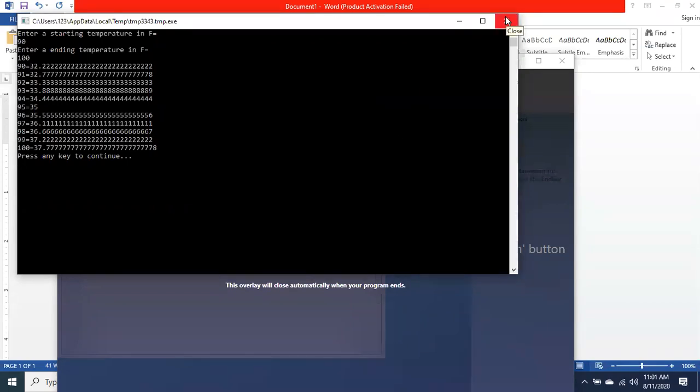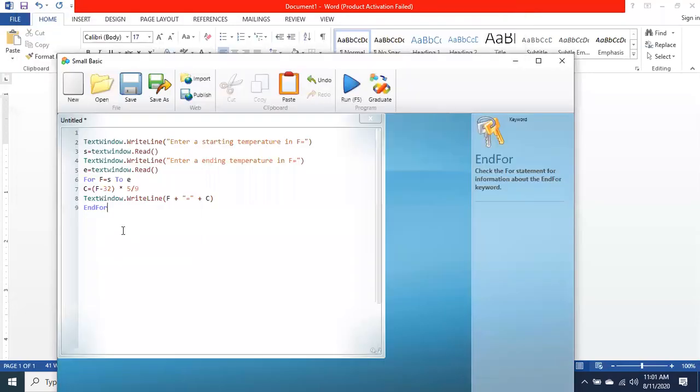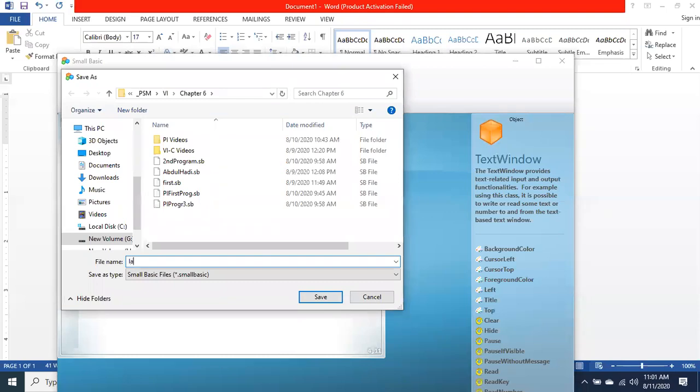Are you getting this point? How we have taken the starting and ending temperature? This is basically your lab activity number 3. I am saving it and I will give you lab 3.